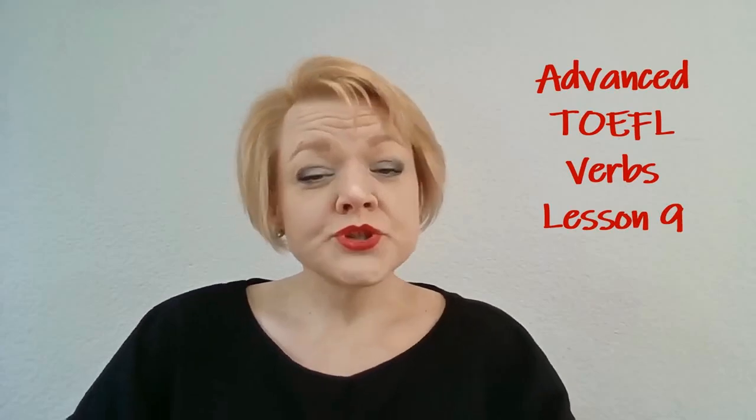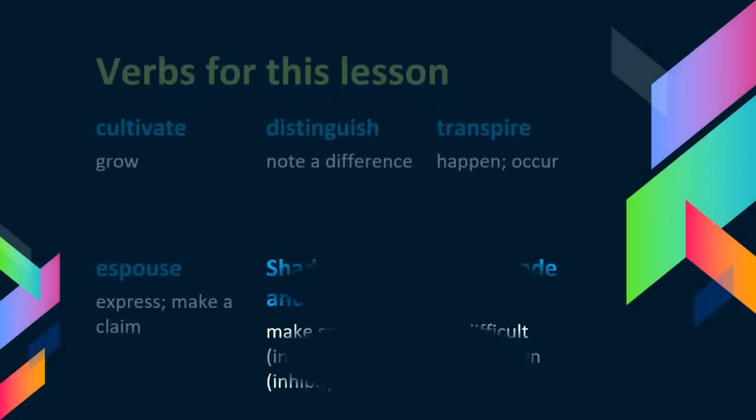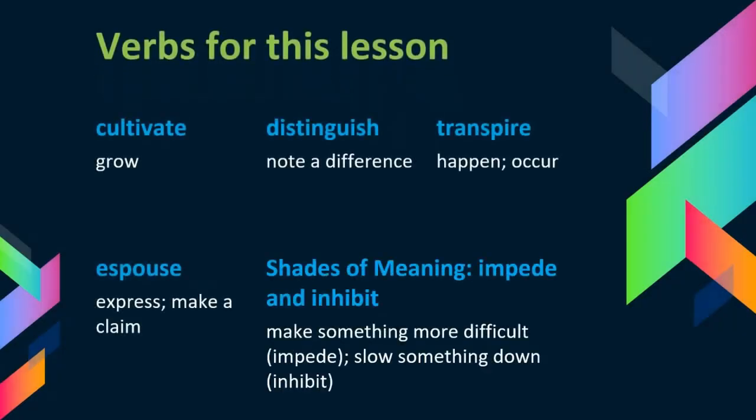Thank you again for joining me for Lesson 9 of Advanced TOEFL Verbs. Here we go. Our verbs for this lesson are cultivate, distinguish, transpire, espouse, and two shades of meaning words, impede and inhibit.